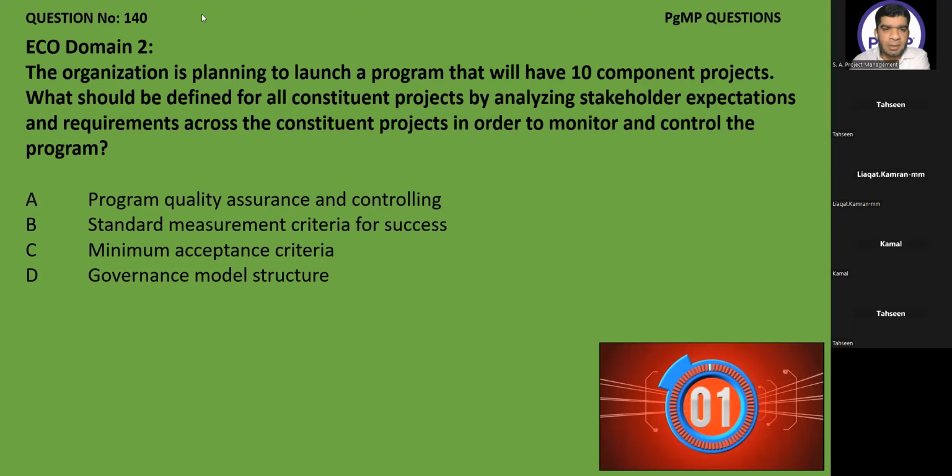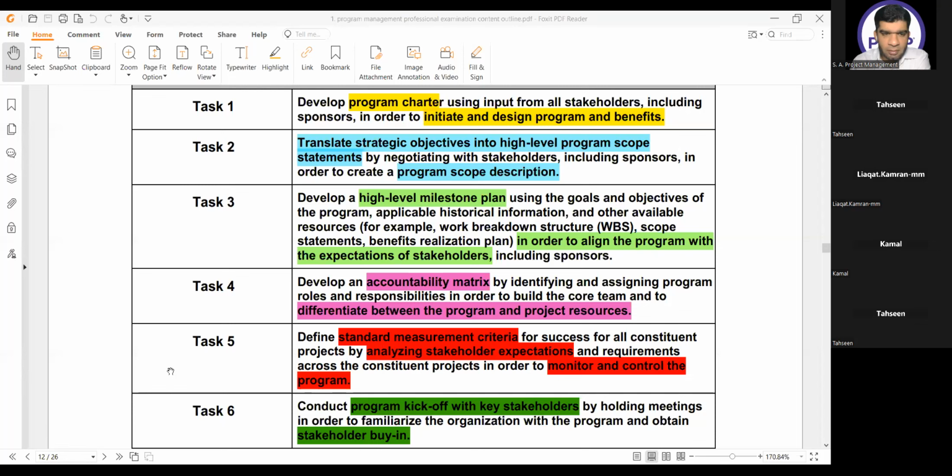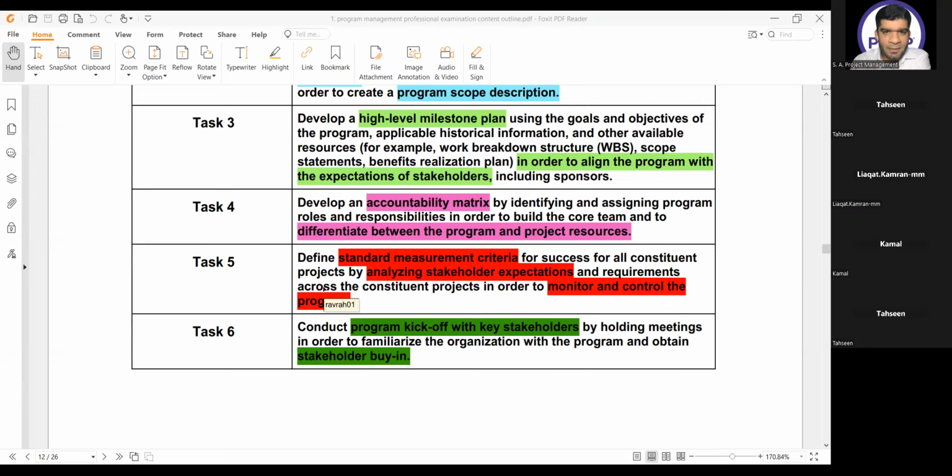Okay, Kamran Saab, why B? For me, monitor and control the program is the important keyword. So it is related to progress measurements. That's why I selected option B. Option C we cannot use because it will come in the transition phase, and the governance model is a high level document, and quality control and assurance is related to quality-specific matters. So that's why I selected B.